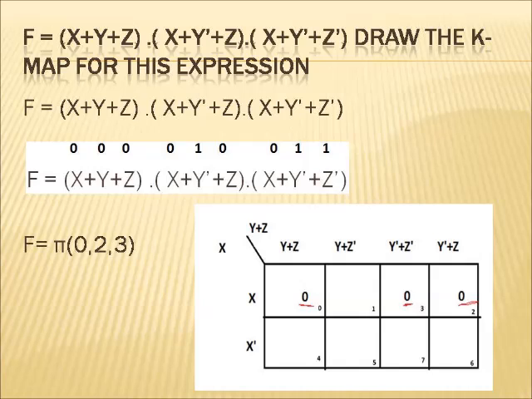Now we are going to see the POS expressions and their corresponding K-map representation. So first we have an expression f is equal to x plus y plus z dot x plus y bar plus z dot x plus y bar plus z bar, right? Okay. So here you can see that the given expression is in the product of sums form. So we have 3 sum terms here, x plus y plus z, x plus y bar plus z, x plus y bar plus z bar, right?